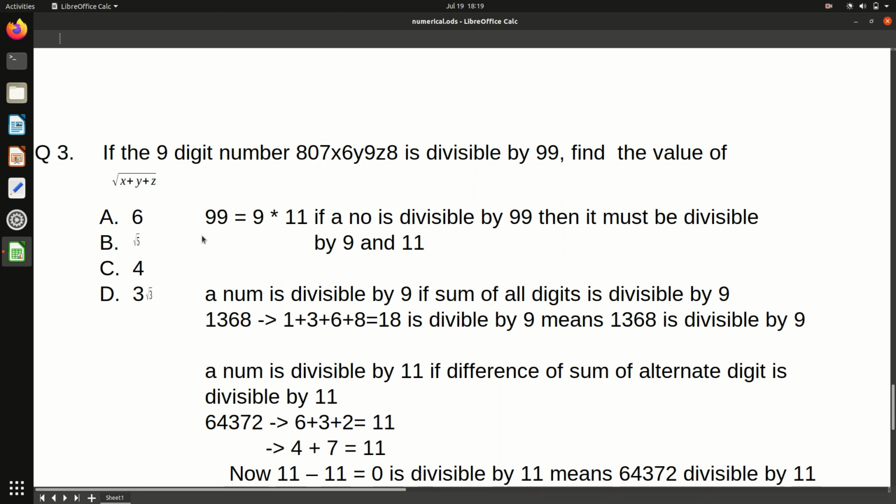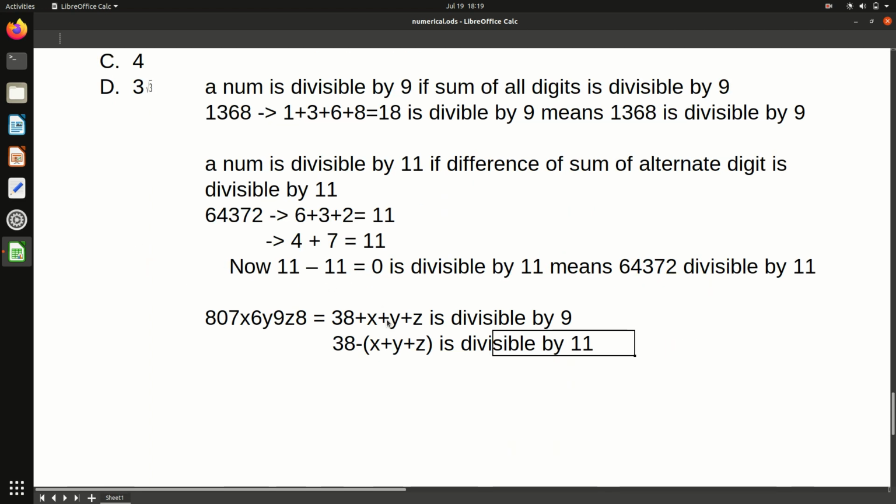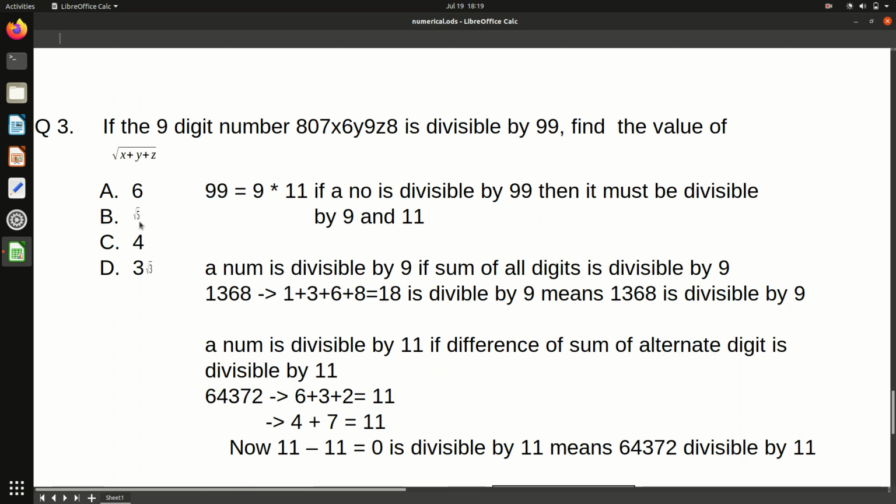Okay, so now we will go with the second option. We will take the square, so root 5 squared is 5. So we will put it here. 38 plus 5, which is 43. Now we know that 43 is not divisible by 9, but it should be divisible. It means this cannot be our answer.